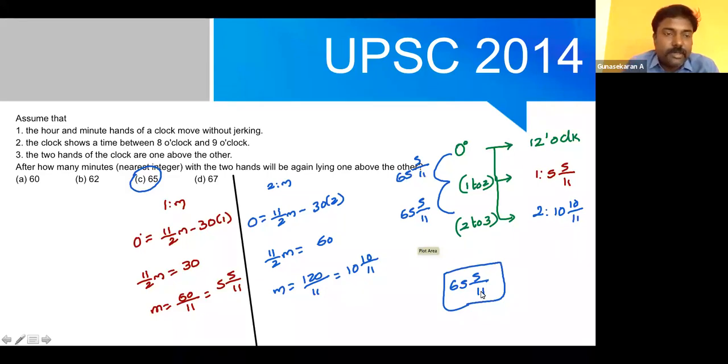Understand? This is the most important concept. First understand this. Are you clear how I am getting this? The coincidence happens every 65 5 by 11 minutes. Exactly; approximately it means 65. Is it clear?